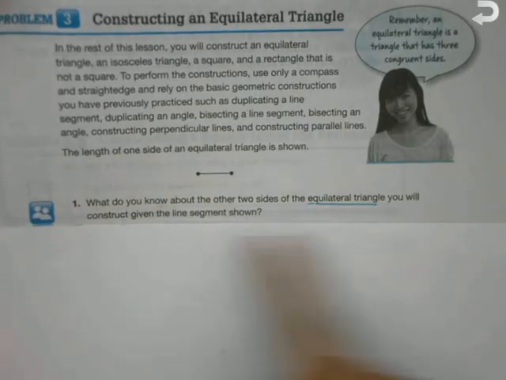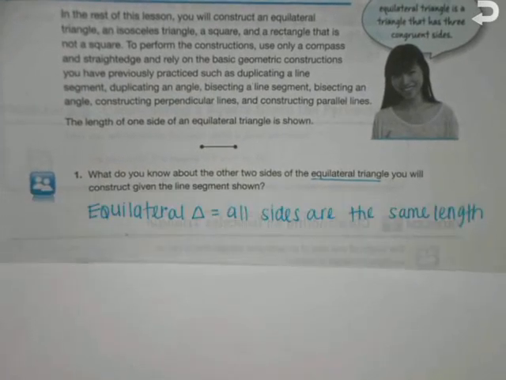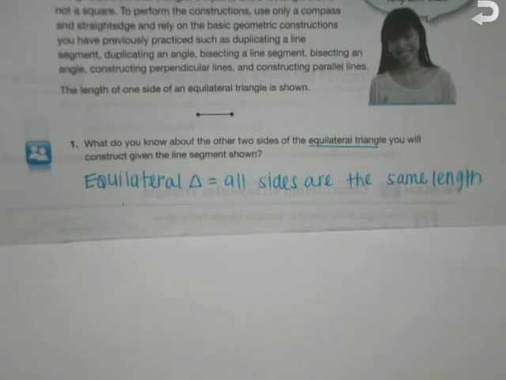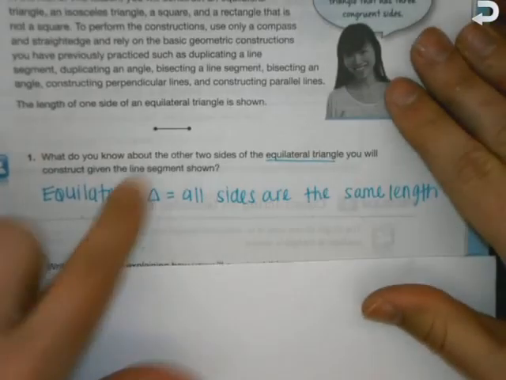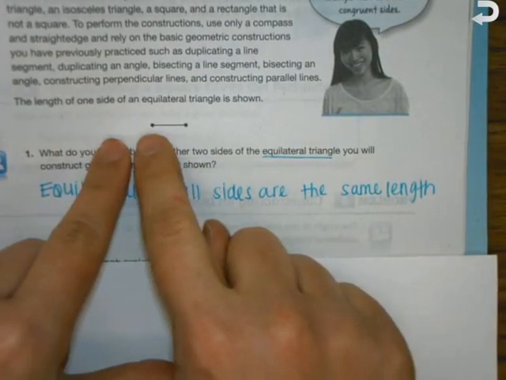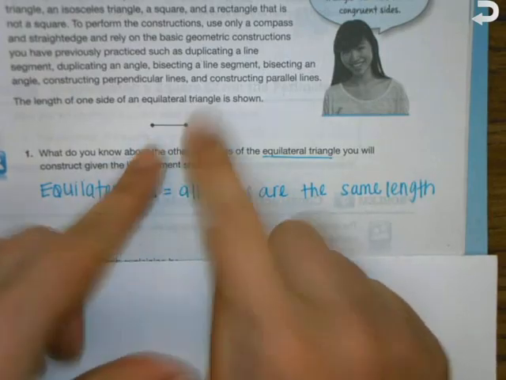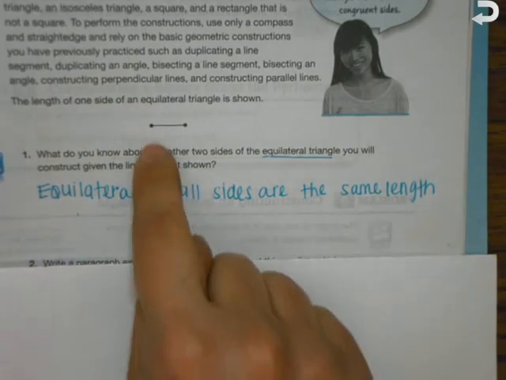So, what is one thing that we know about an equilateral triangle? All sides are equal, so will you write that somewhere? Equilateral triangle means all sides are the same length. Okay, so what we're going to do is I will give you a starter line, and I will give you the length of one side of the equilateral triangle, and then we're going to use our compass and our straight edges to construct an equilateral triangle with this side length.